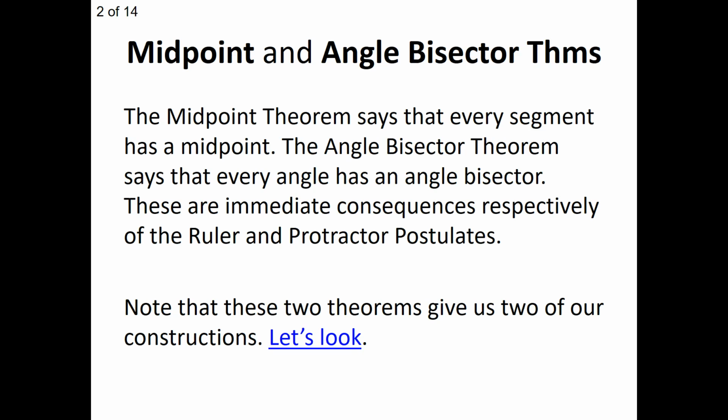Now, why are we allowed to do that? Well, it's really the immediate consequence of knowing two postulates, the ruler postulate and the protractor postulate. With the ruler postulate, we're allowed to measure, which means that we know the exact middle of our segment. If we know that, we can construct a midpoint there, thus the midpoint theorem. Every segment has a midpoint, and we're allowed to construct a midpoint on every segment. And the angle bisector theorem says that every angle has an angle bisector. We're allowed to construct that thanks to the ruler postulate and the protractor postulate.